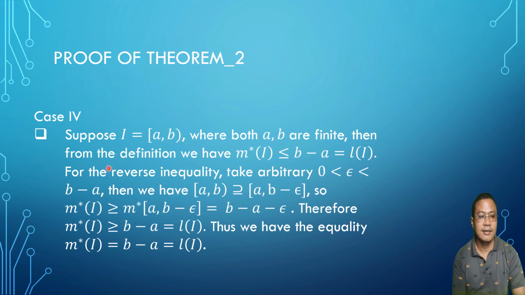For the reverse inequality, you take an arbitrary epsilon that is less than the length of the interval b minus a. Then as I have explained earlier, this set is going to be a subset of this one. Therefore the outer measure of this one will be greater than or equal to the outer measure of this one. But for this we have already shown the outer measure is equal to the length of the interval, that is b minus a minus epsilon. This is true for every arbitrary epsilon. Therefore m star I will be greater than or equal to b minus a, that is the length of the interval. Thus we have this inequality, the equality that we have just now proved.